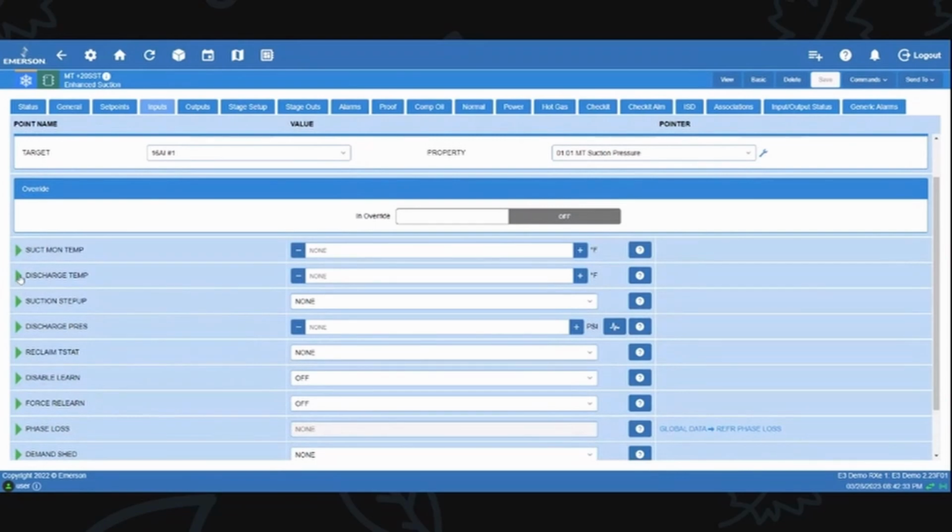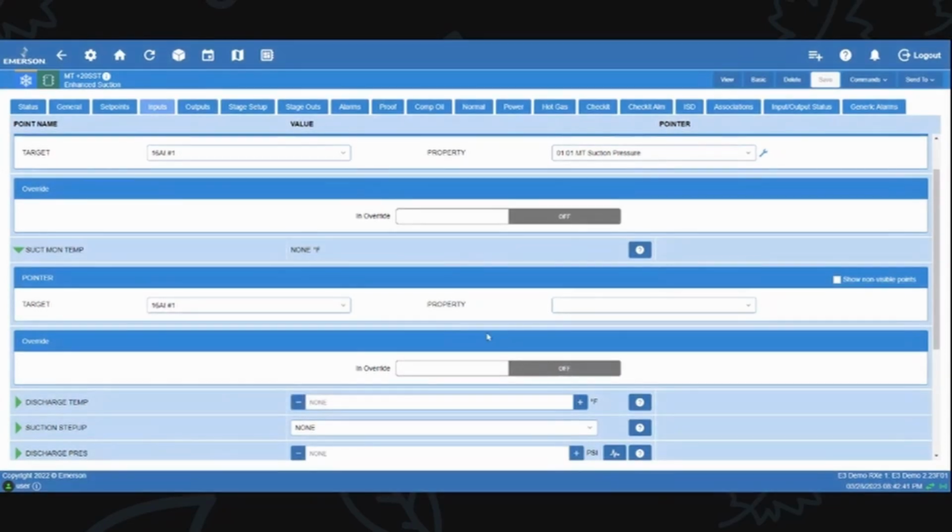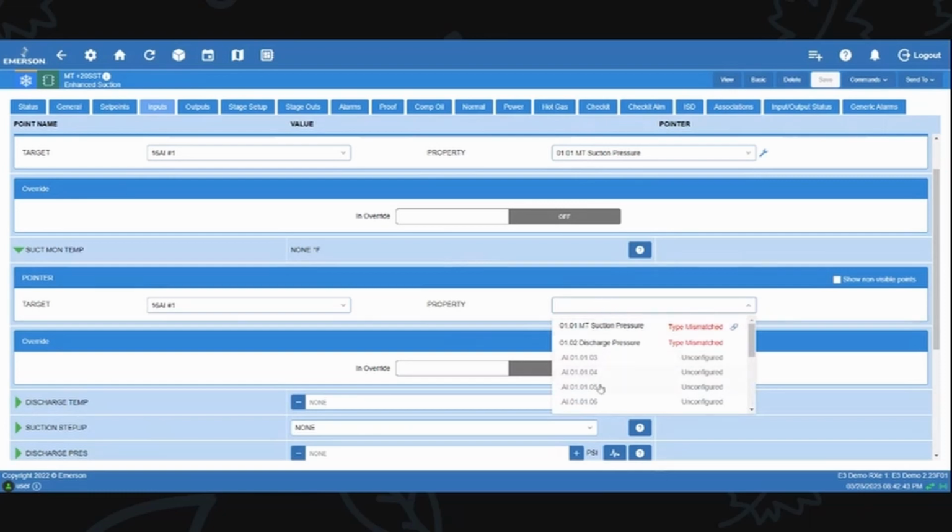Let's say suction temp. What point do we want to go on? Let's say I'm going to go on 16AI number 1. I'm going to go on number 5. I did not configure it yet. You can see on 1 and 2 that I set up as pressure sensors. It's telling you type mismatched. The parameter is looking for a temperature value, and so we can't take a PSI value and put it in its place. So I'm going to take number 5.